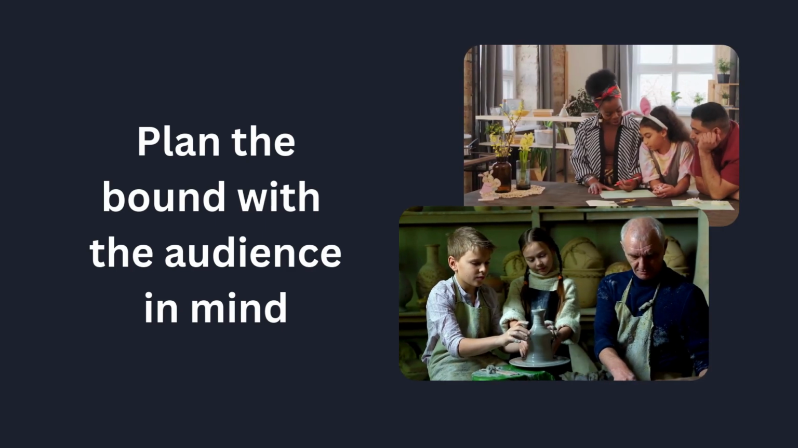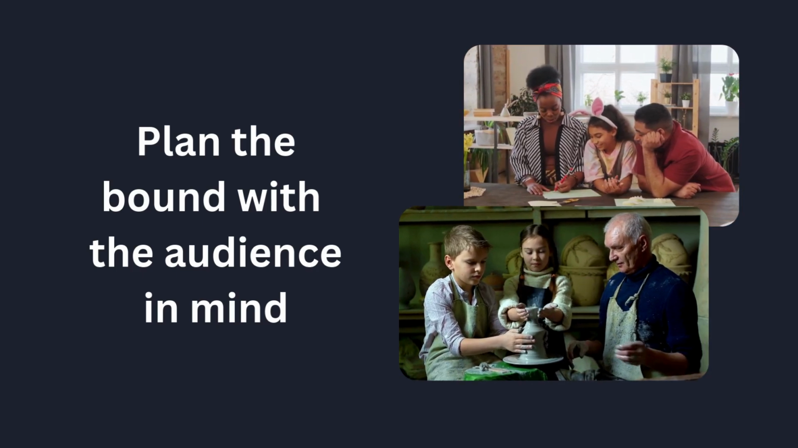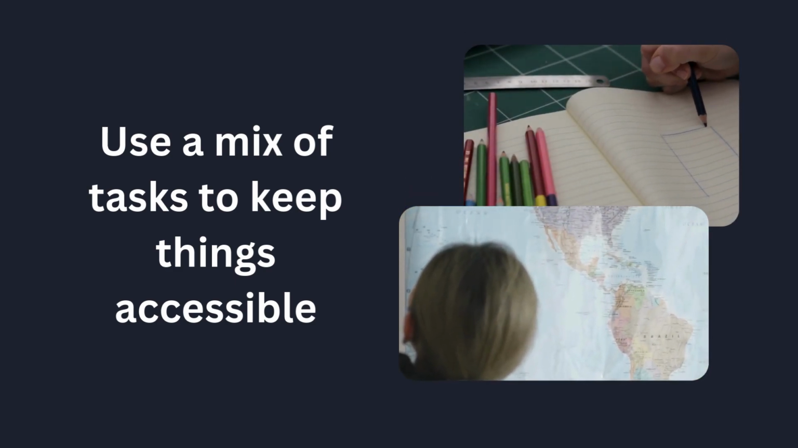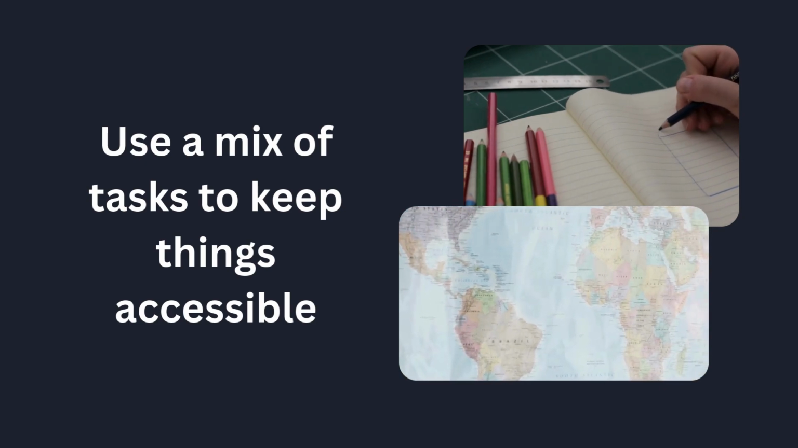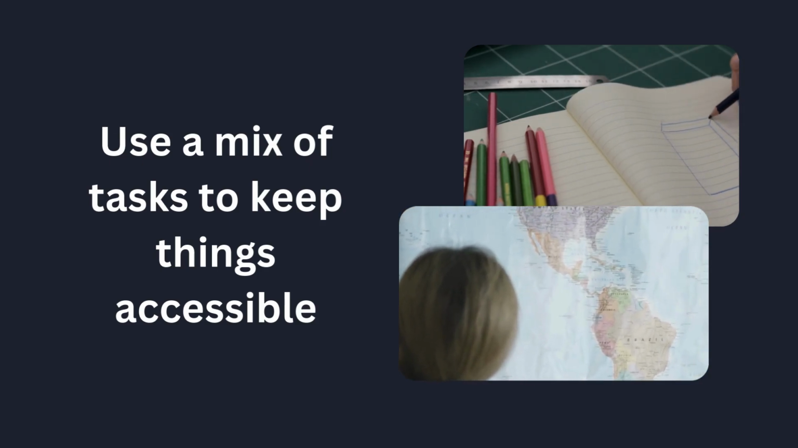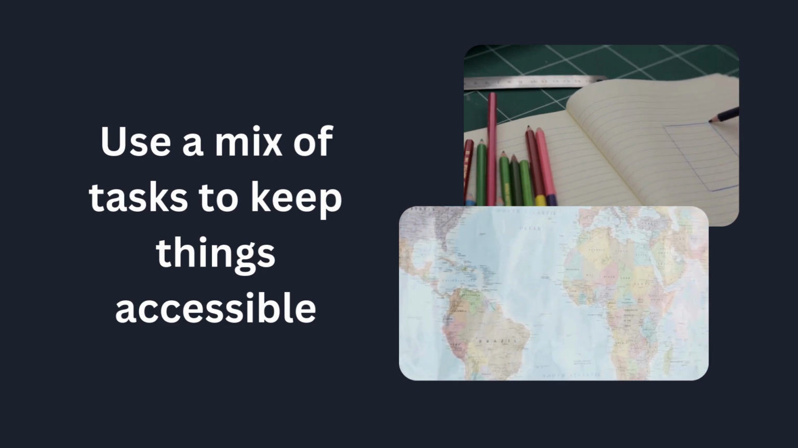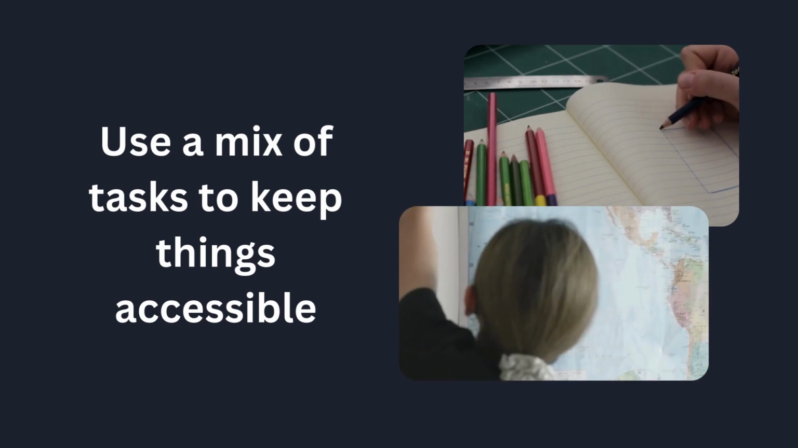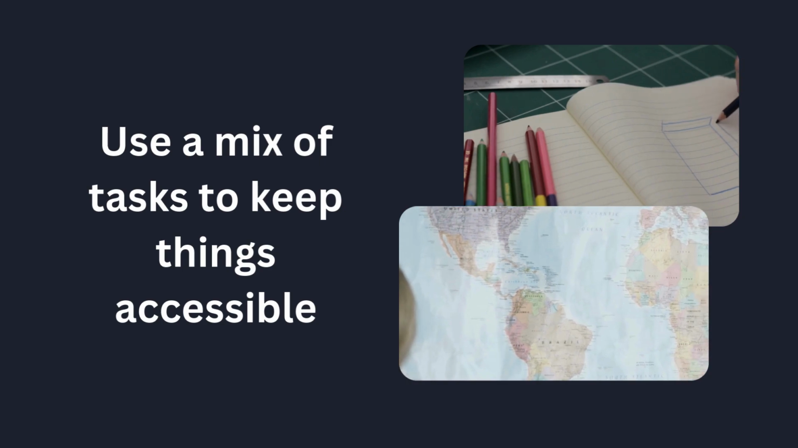For example, if you're designing an activity for families, include tasks that encourage teamwork, like a photo challenge where grandparents and kids work together. Use a mix of tasks to keep things accessible and engaging. Combine different types of tasks to cater to different interests and abilities. For example, add GPS challenges for those who enjoy outdoor exploration. Include creative tasks like drawing or recording audio for participants who prefer non-competitive activities. Incorporate quizzes with hints to make sure participants feel supported regardless of their prior knowledge. This variety ensures that everyone feels included and can participate comfortably.